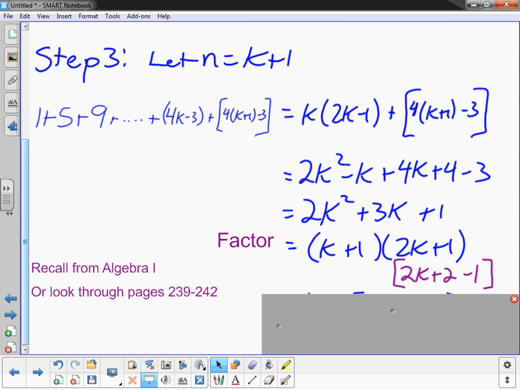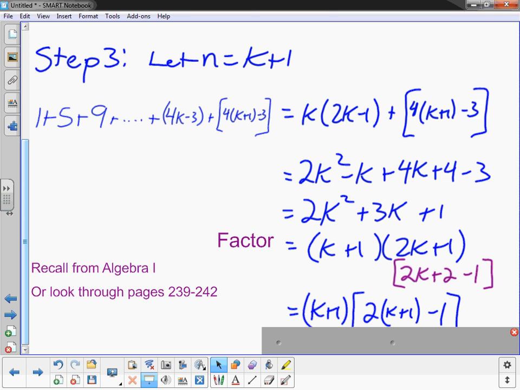Now, here's a side note to myself: 2k plus 2 minus 1 is the same as 2k plus 1. So I'm substituting that in there. Because what that allows me to do then is to say that (k plus 1) times [2 times (k plus 1) minus 1] is equal to 1 plus 5 plus 9 plus ... plus (4k minus 3) plus [4(k plus 1) minus 3].